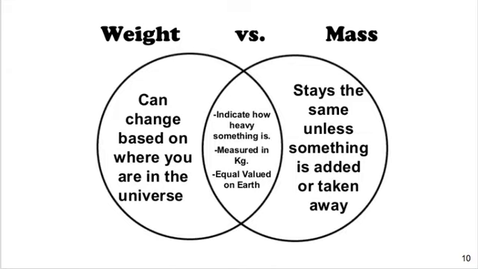Alright, so here's our Venn diagram. We have weight can change based on where you are in the universe. Mass stays the same unless something is added or taken away. Both of them, however, indicate how heavy something is. They're both measured in kilograms. Again, we said that weight is going to be measured in newtons. You can measure it in kilograms. And the value for these things is equal on Earth. And that was slide 10.